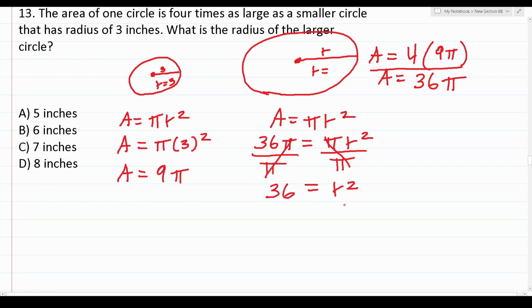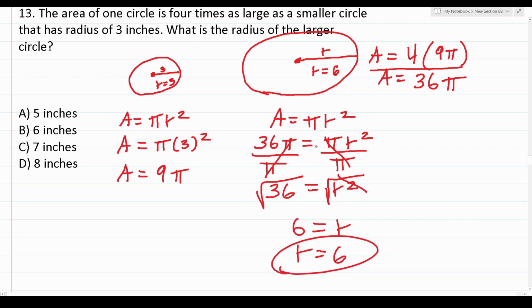This is 36. Now we're just solving for r, so we want to get rid of this square by taking the square root of both sides. This crosses out, leaving you with just r. R equals the square root of 36, which is 6, so r equals 6 in this case. So we know the radius of this bigger circle is 6, which is B. All right, so that's that one.